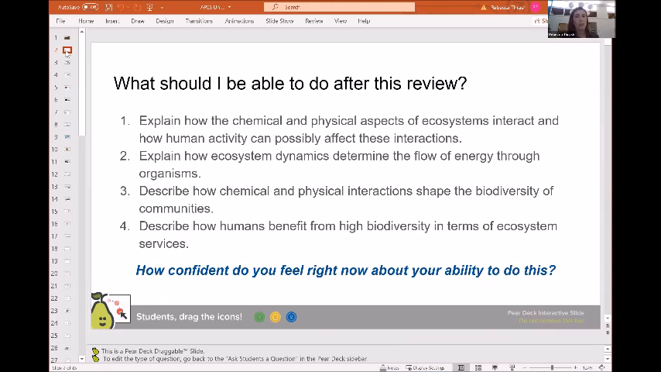And you've probably been learning a lot of that recently with the past couple of units that you've done. The second thing is to explain how ecosystem dynamics determine the flow of energy through organisms. That's going to be our food webs, our food chains, trophic structure. You also want to be able to describe how these chemical and physical interactions shape the biodiversity of communities. So why are some communities more biodiverse? Is that because of greater amounts of nutrients, energy coming in and out? And the last thing is you want to be able to relate back how humans benefit from having high biodiversity, meaning why is it important for humans to want to preserve or conserve these areas of biodiversity.